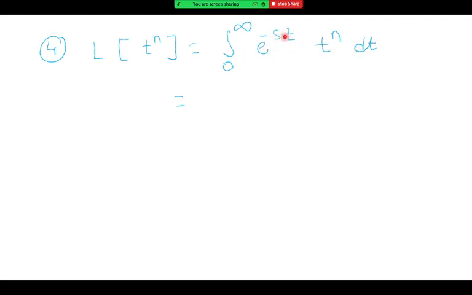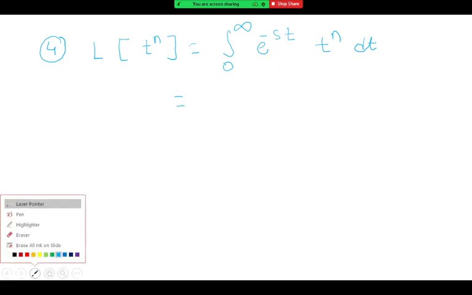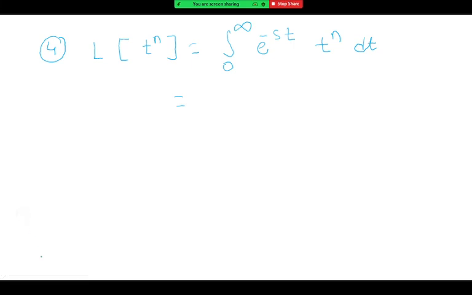So either go for substitution as st equal to x, or you recall the property: integration 0 to infinity e raised to minus kt t raised to n dt. Can you recall the property directly? Then you can write it directly. If not, you can put st equal to x and complete it. So which one do you want? Direct or by substitution? Sir, by substitution.